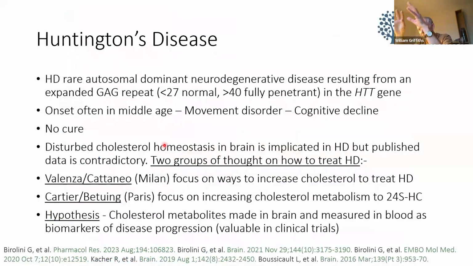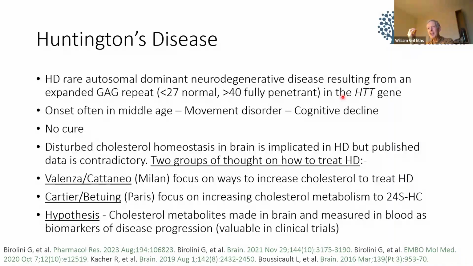Okay, so that's our methodology, and I've introduced you to oxysterols. Now let's look at how oxysterols and cholesterol might be interesting in the real world. We'll pick on Huntington's disease. It's a rare autosomal dominant neurodegenerative disease, and I think it results from a CAG, not a GAG, repeat in the HTT gene. I'm not quite sure. Anyway, this results in a polyQ in the HTT protein.